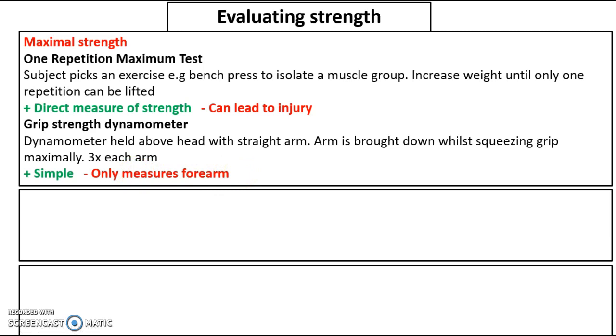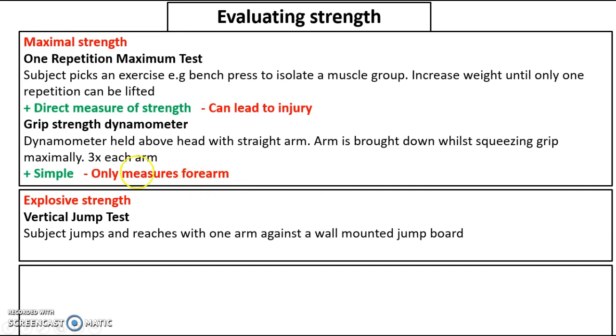Okay, so next type of strength, explosive strength. So explosive strength then, basically as we looked at before, it's that high intensity, speed, maximal strength, but done with a high speed. The key strength test for this is called the vertical jump test, and it basically involves the subject jumping.